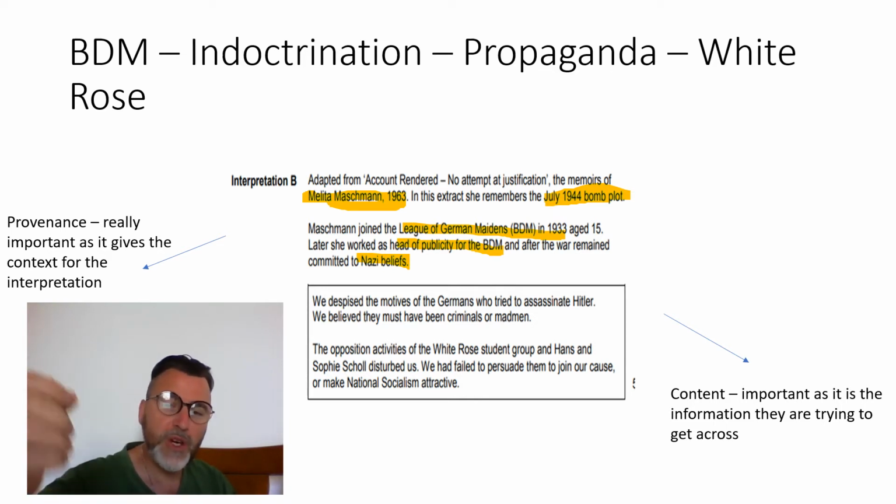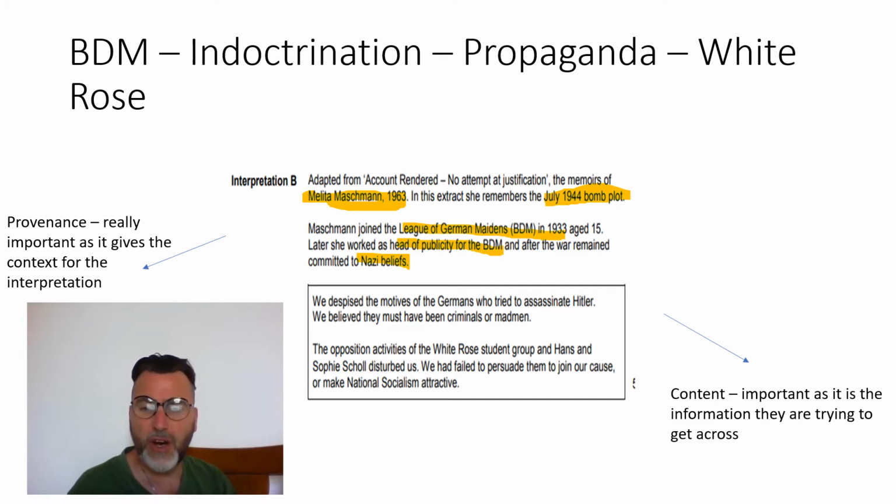Again, we should be able to work out what the content's going to say. Here you go. It's going to say, I love the Nazis, everything they did was great, these people who tried to kill Hitler were crazy. "We despise the motives of the Germans who tried to assassinate Hitler. We believe they must be criminals or madmen."